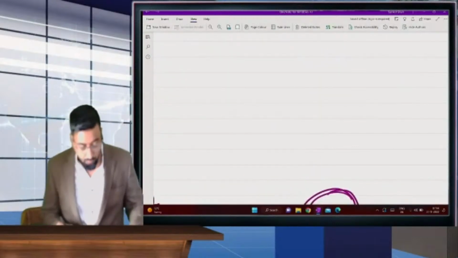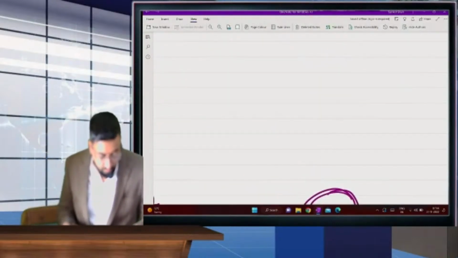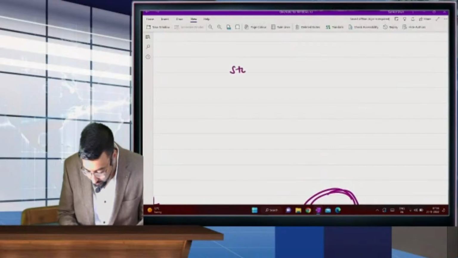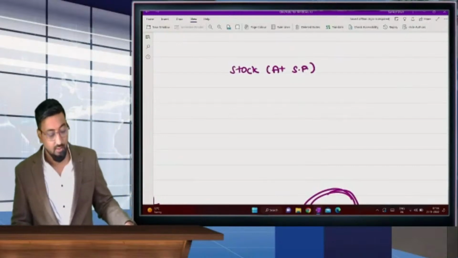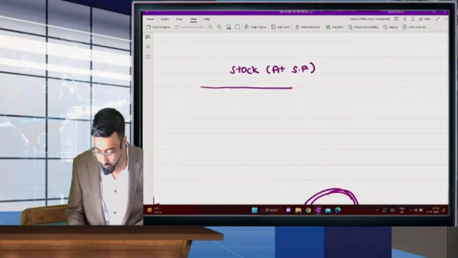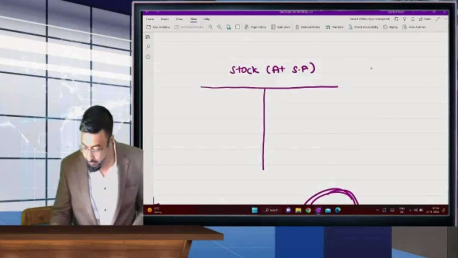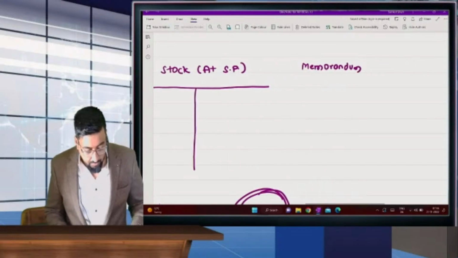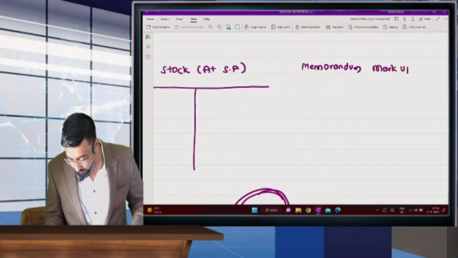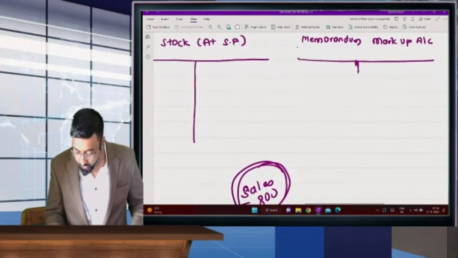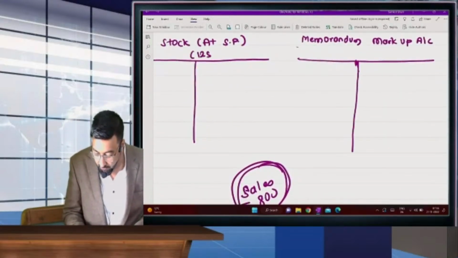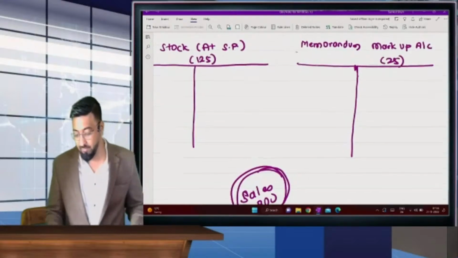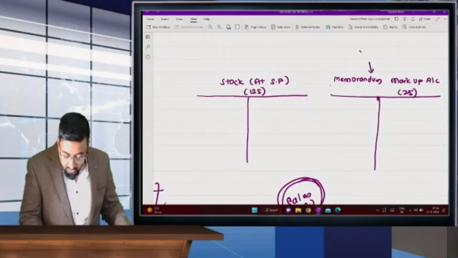Now see how to prepare stock account. Now stock account is nothing but trading account, but at selling price. Now I will prepare stock account and memorandum markup account. Markup account means what? See, this is at 125 and markup is at 25. And here in markup account, you will get GP.